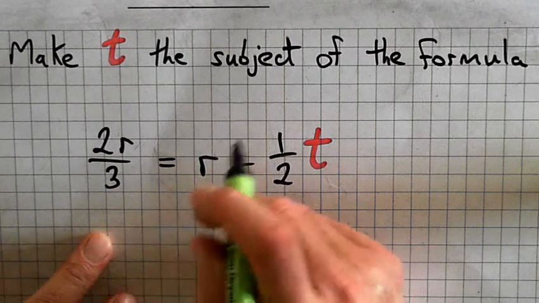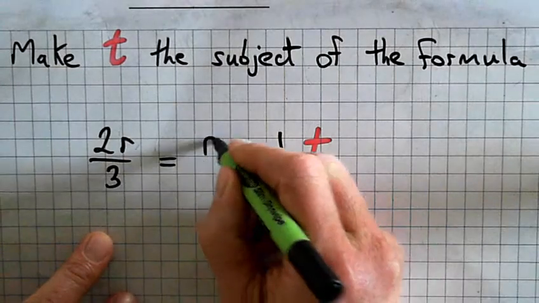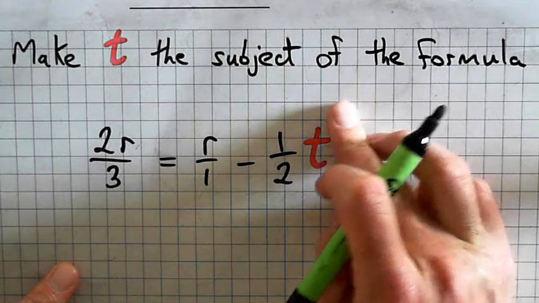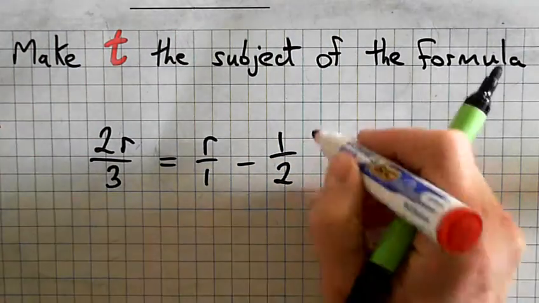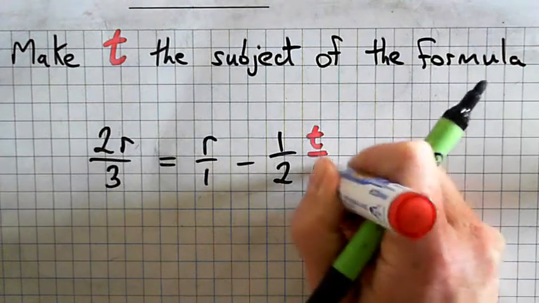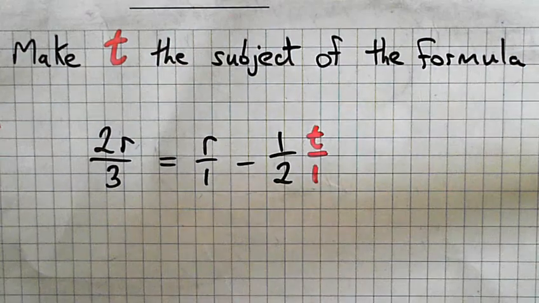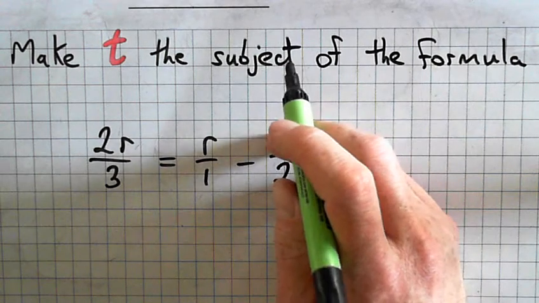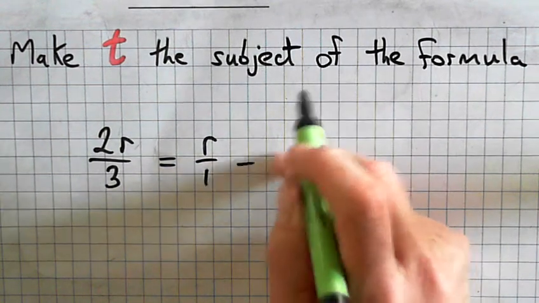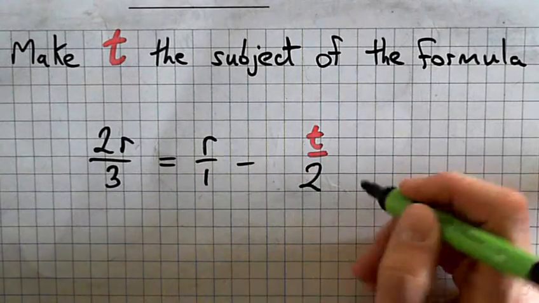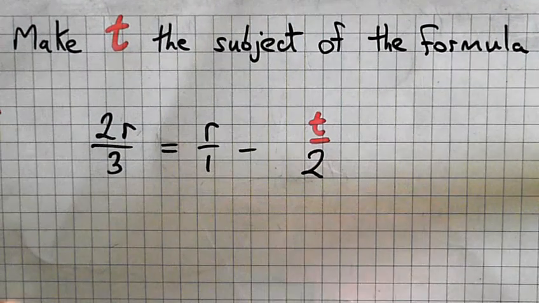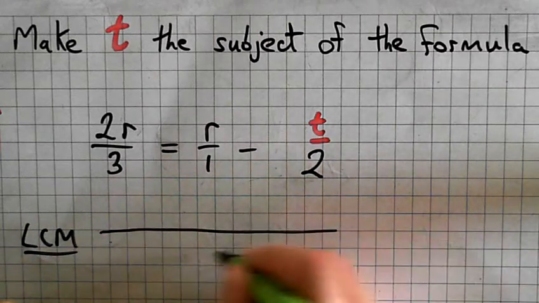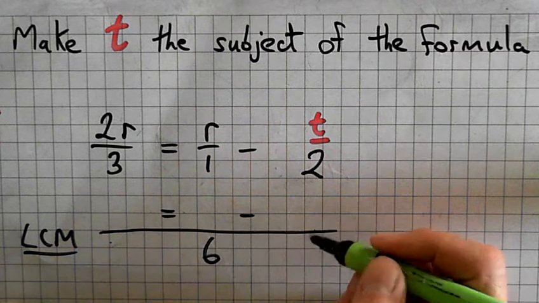Everybody, you write that as a fraction. If you write t as a fraction, it's t over 1, isn't it? What's 1 times t? T, isn't it? What's 2 times 1? 2. Alright, so what you do now, you write the LCM. The LCM is 6, isn't it? Put the equals there and the minus there.